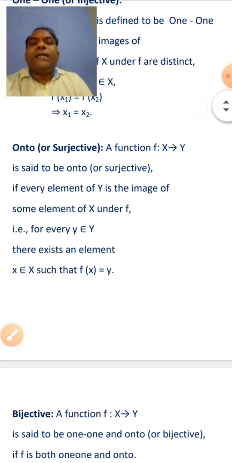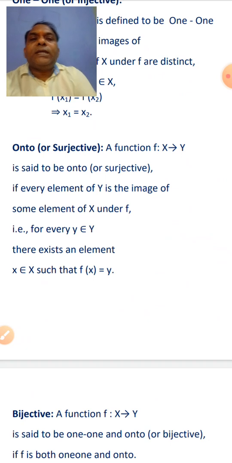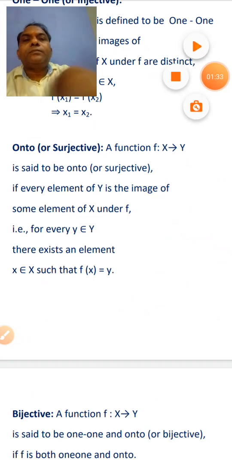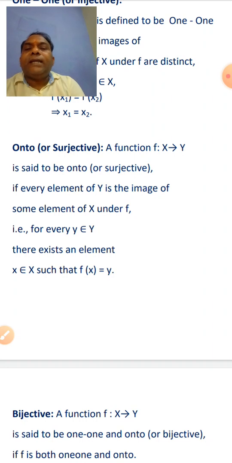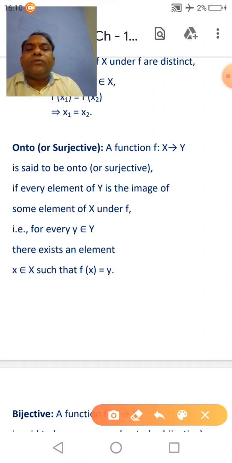Now, onto or surjective. According to the definition of an onto or surjective function, a function f from X to Y is said to be onto or surjective if every element of Y is the image of some element of X under f. It implies that for every y belonging to capital Y, there exists an element x belonging to X such that f(x) is equal to y.